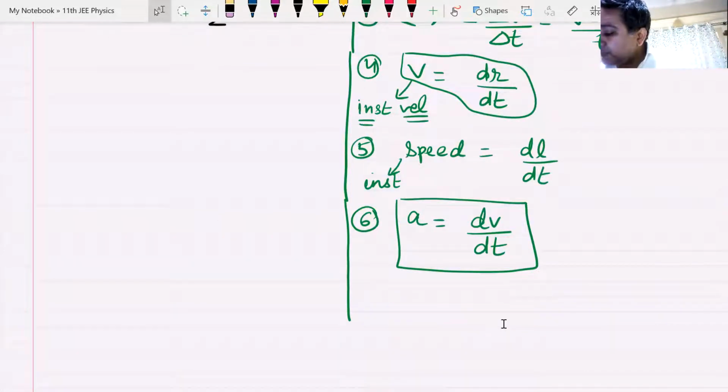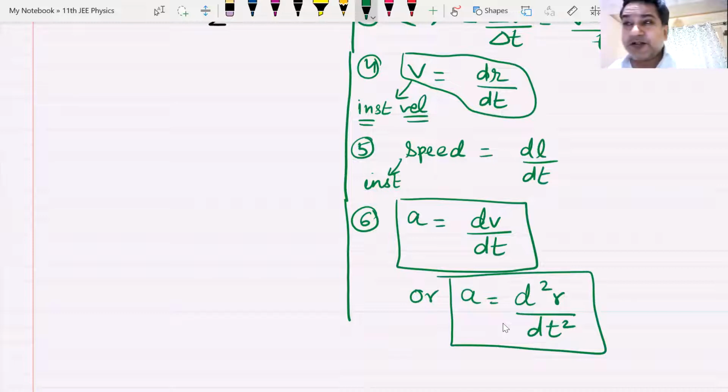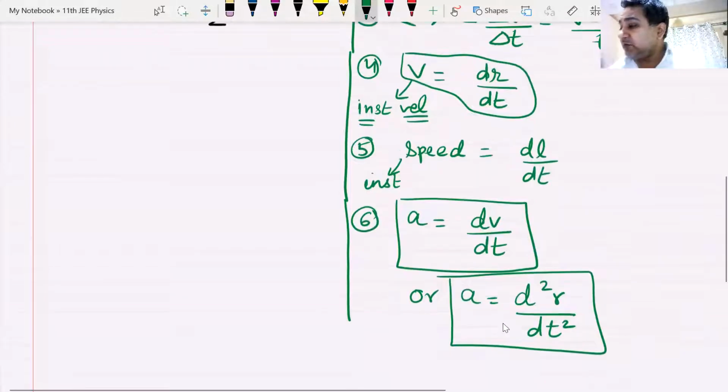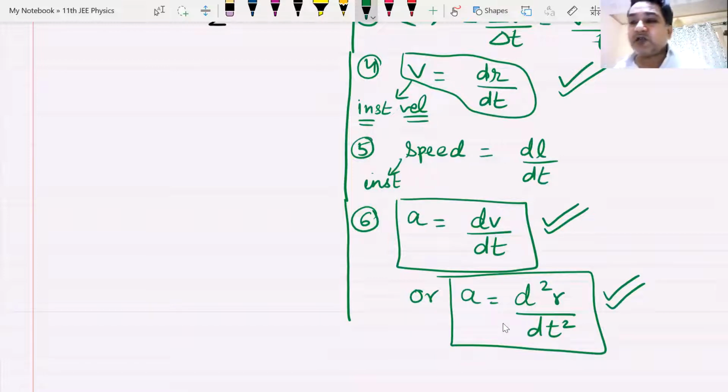Or I can write this equation as acceleration will be d2r by dt square. It is the second derivative of position vector, not displacement. Do we remember the second derivative? We first find the first derivative, then we differentiate it once more, and we get the second derivative. Everyone, can I have raised hands? Okay. So now V is dr by dt, a is dv by dt, or a is d square r by dt square. We already know these equations.